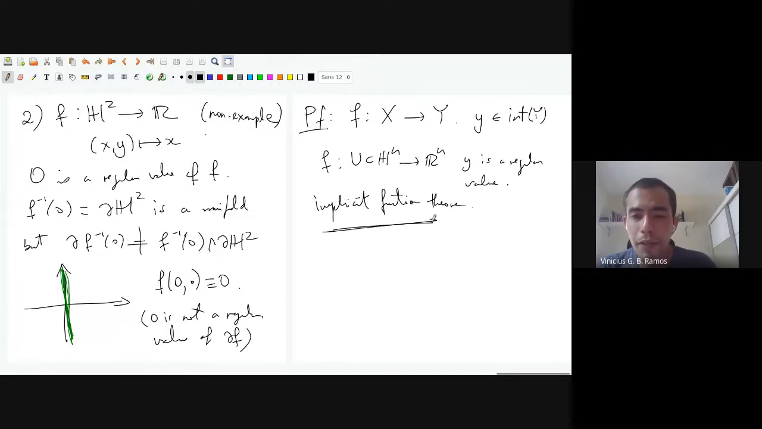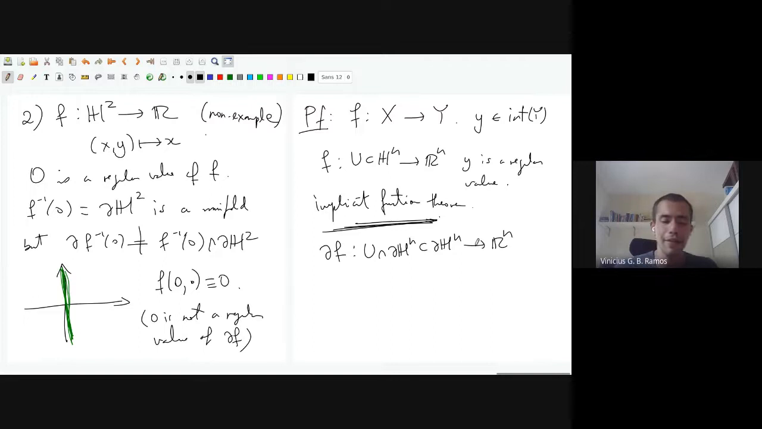But the point is to be able to use the implicit function theorem and to claim what we need, you need to look at just f restricted to the boundary. So you need to look at this, where u intersected with this hn. So inside of this boundary of hn into Rn, and y needs to be a regular value of this for you to really say that this boundary is going to be a manifold too.